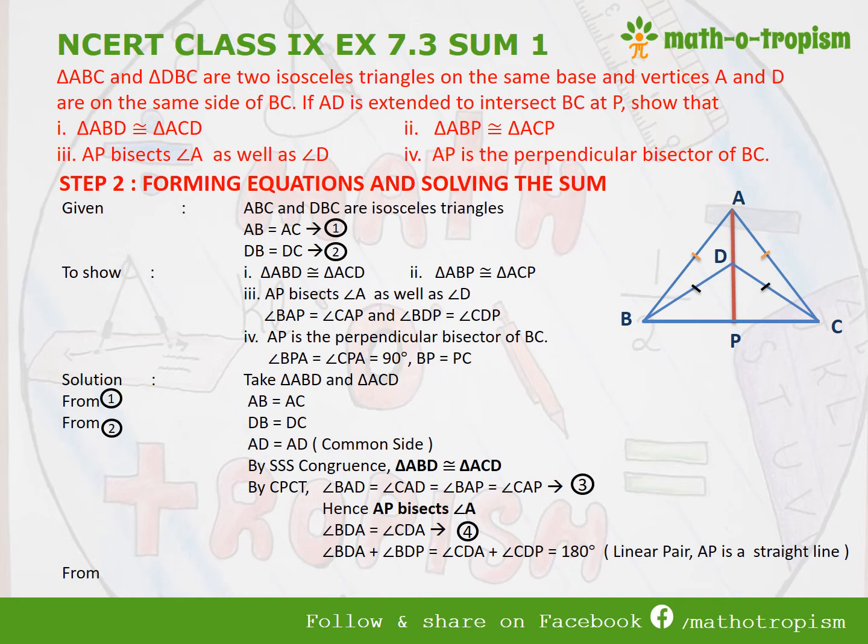So from 4 we can write that angle BDP is equal to angle CDP. So here also AP is cutting the angle D into two equal halves. Therefore AP bisects angle D. So we have shown that AP bisects both angle A and angle D.